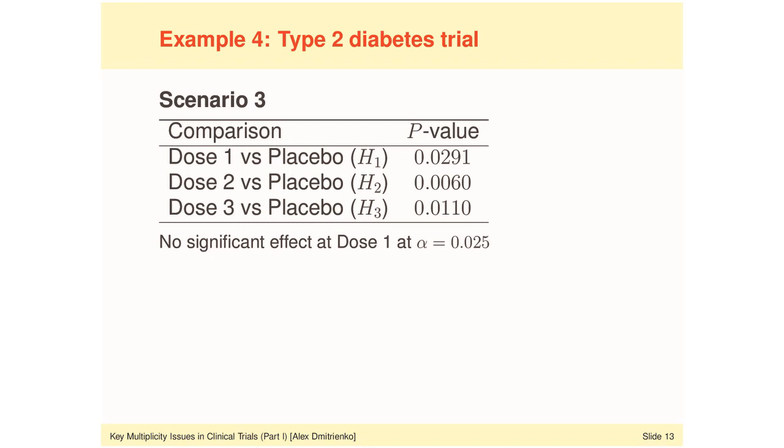Let us assume that there is no significant effect at dose 1. The associated one-sided p-value, as you can see on the slide, is 0.0291. It's slightly above the alpha threshold of 0.025. And let's see how this is going to affect the testing algorithm used in the fixed sequence procedure.